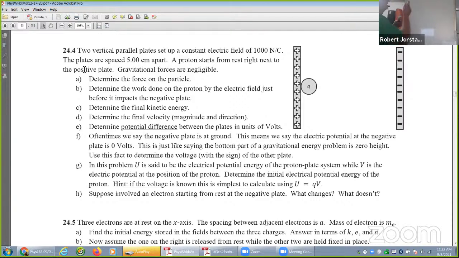All right. 24.4. All right. So we've got a plus plate here. We've got a minus plate here. 1, 2, 3. And then we've got a charge inside. It's a proton. Okay. And it says V initial equals 0.